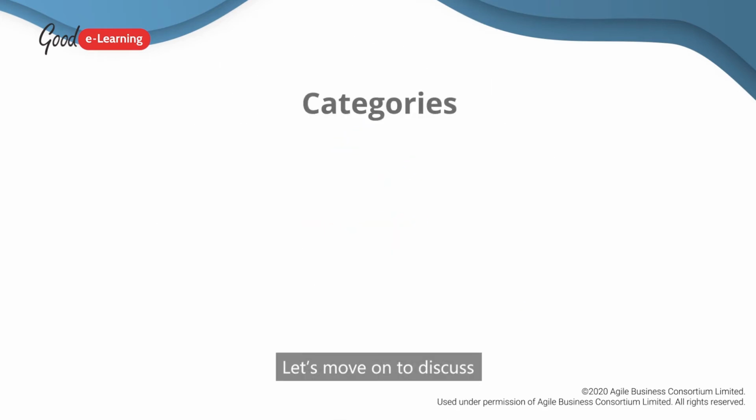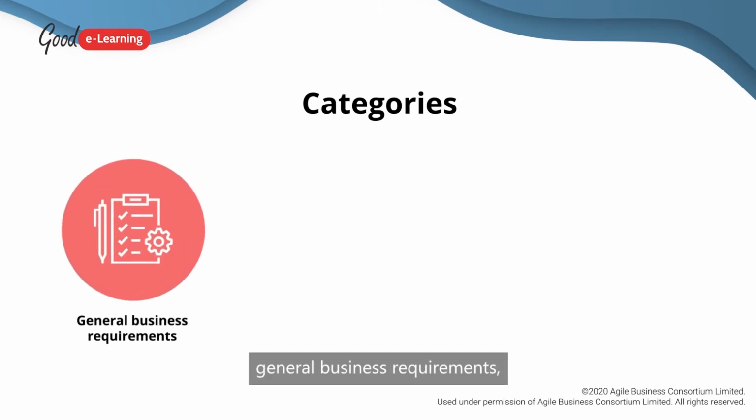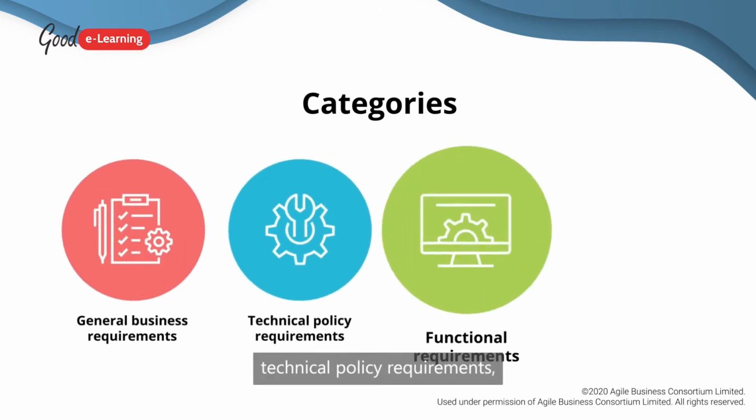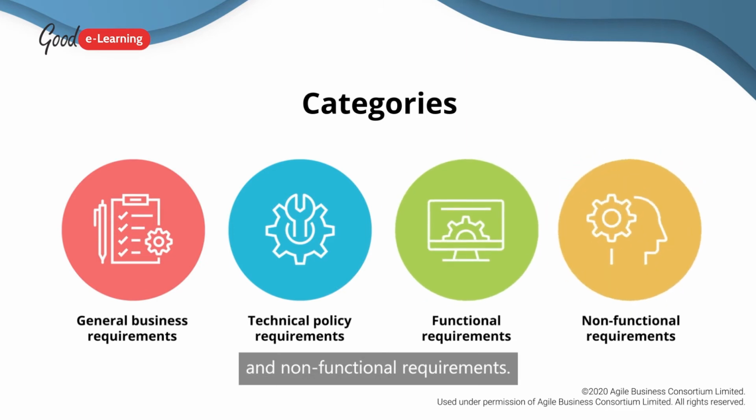Let's move on to discuss categories of requirement now. There are 4 broad areas, and these are general business requirements, technical policy requirements, functional requirements, and non-functional requirements. The first 2 categories are company-wide and impact all projects. Functional and non-functional requirements relate to specific project solutions. Let's look at these groups in more detail.